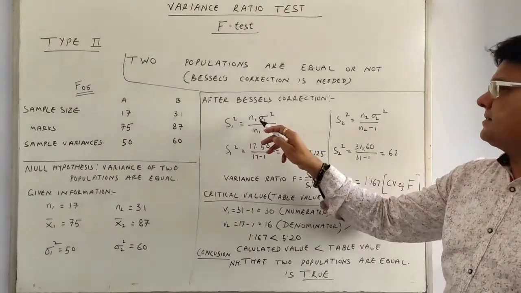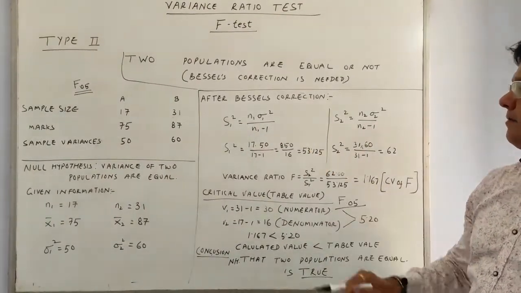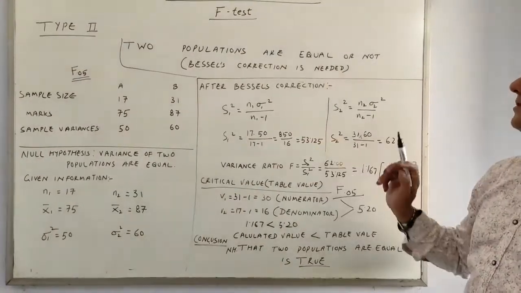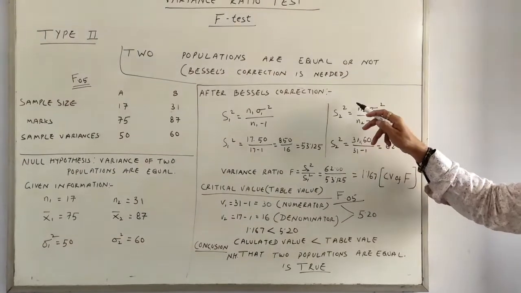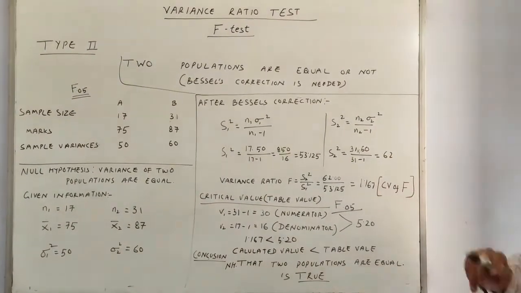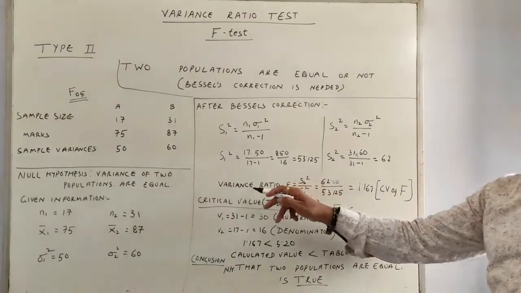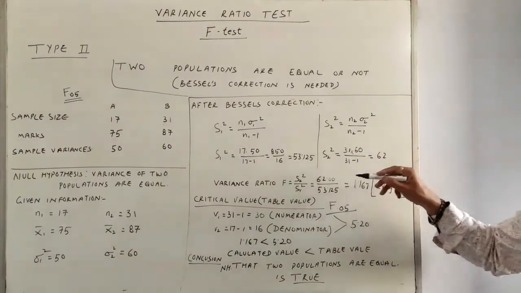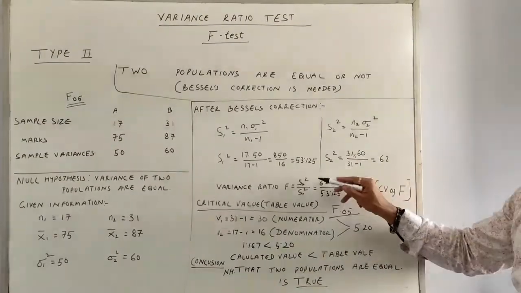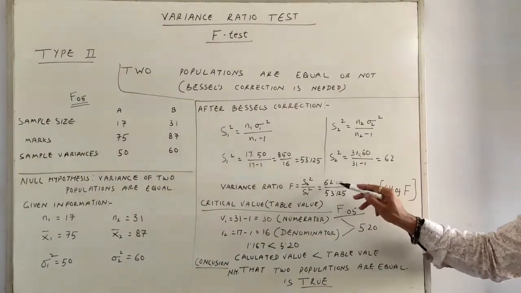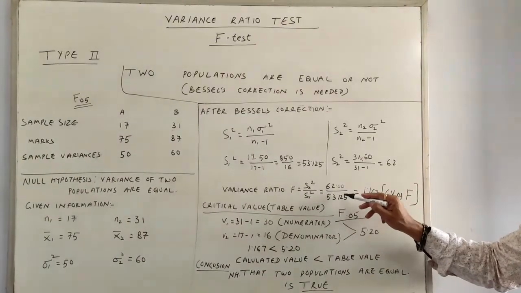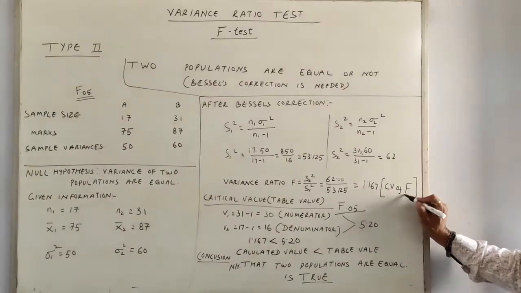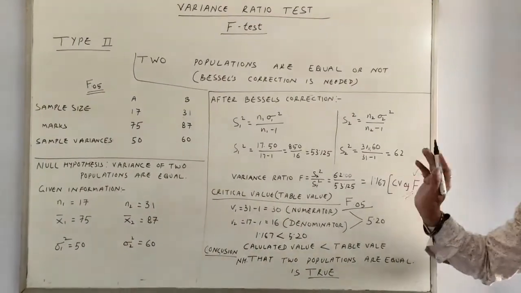So S1 square is n1 times the variance, the whole divided by n1 minus 1. S1 square we have got as 53.125 on the basis of this formula. Likewise we have done S2 square, and that we have got as 62. Now our variance ratio is S2 square by S1 square. As we know, the larger estimate is taken as numerator. So S2 square by S1 square is 62.00 by 53.125, which comes to 1.167. That will be our calculated value of F.